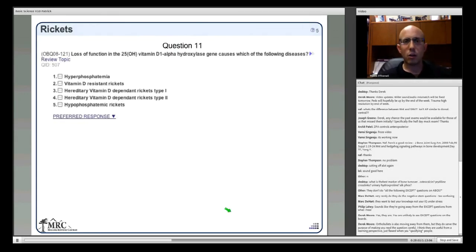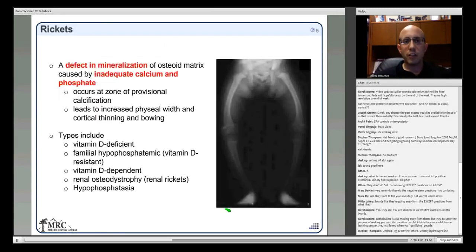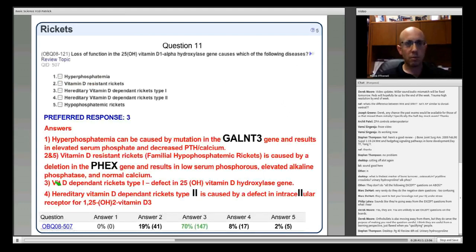So rickets, next one. Question 11. Loss of function of the 25-hydroxy vitamin D alpha hydroxylase gene, that's a mouthful, causes which of the following diseases? Rickets. It's a defect in mineralization of the osteoid matrix caused by inadequate calcium and phosphate. It occurs in the zone of provisional calcification, leads to increased physeal width and cortical thinning and bowing. There are many different types: vitamin D dependent, familial, vitamin D independent, sorry, not a typo, renal osteodystrophy, and hypophosphatasia.